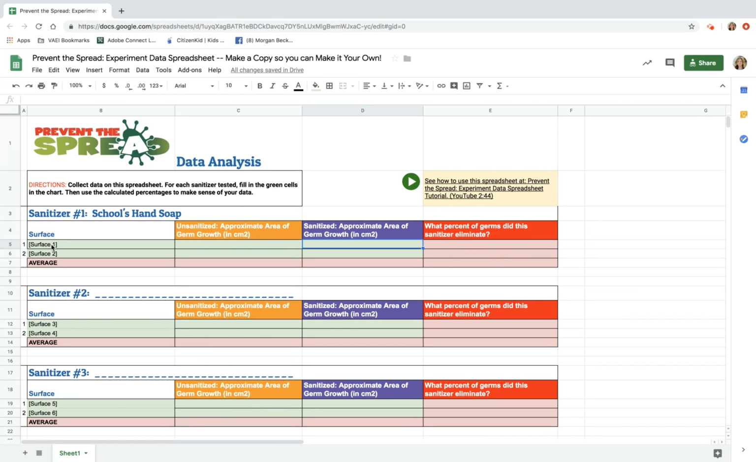And then where it says surface 1, you're going to put the surface where you collected those germs off of. So let's just say it's an iPad. We'll write an iPad in there. Now we're going to go over here.